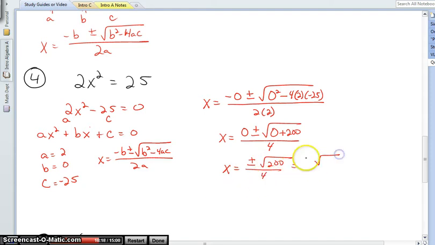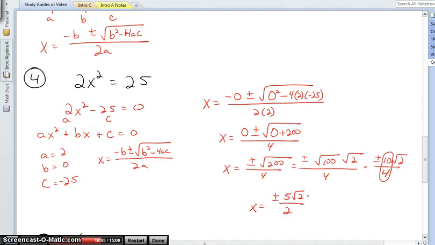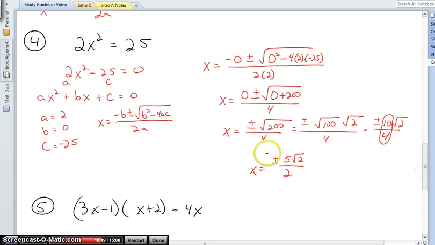So here I need to break this into 100 times 2. Now remember, when I'm reducing, I reduce numbers on the outside of radicals with numbers outside of a radical. So this becomes 5 radical 2 over 2. And there's my final answer.